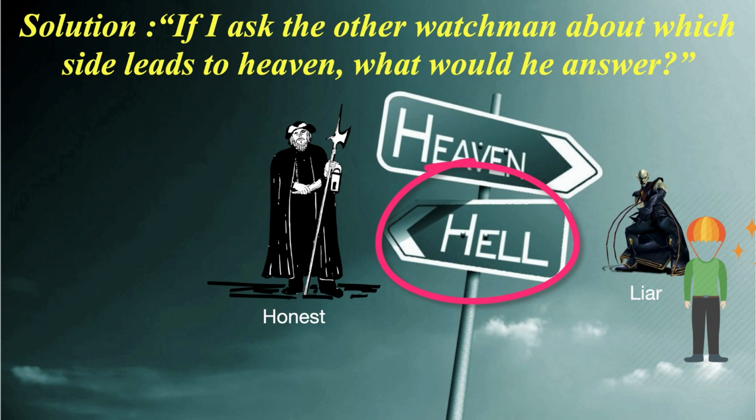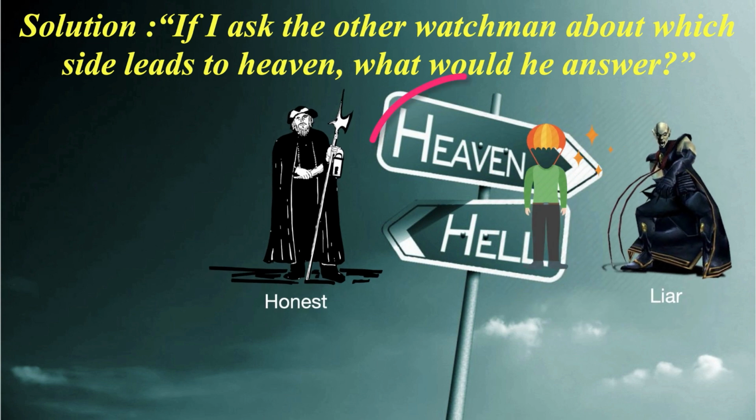Hence, in both the cases, irrespective of whether the watchman is honest or liar, he is pointing to the hell's door. So you can choose the other path to continue your journey to heaven. Thus, instead of asking direct question, you can achieve the solution by asking indirect questions to watchmen.